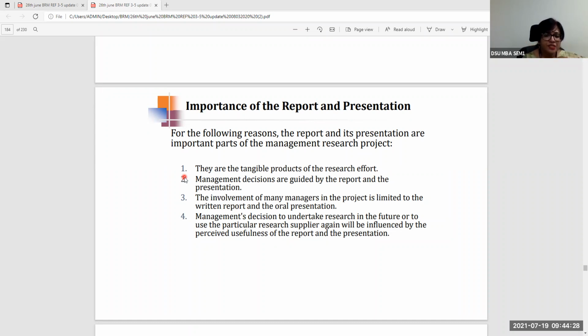The management's decision to undertake research in the future or to use the particular research supplier again will be influenced by the perceived usefulness of the report and the presentation. So in case you're working with a research firm, then the client continuity, or you might say the relationship of the customer and the research consultant would depend on the usefulness of the research report.